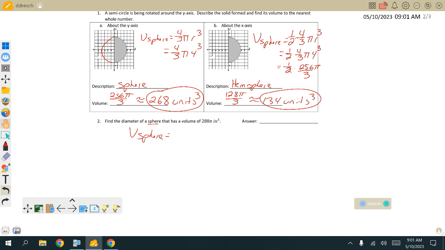And what do we know about the formula? Well, it's 4/3 pi r cubed. If it's a cone, if it's a pyramid, if it's a cylinder, whatever formula you've got, you've got to use it. All right, we got the volume as 288 pi. And we got to know what the diameter is. First thing you got to know, well, what's the radius?